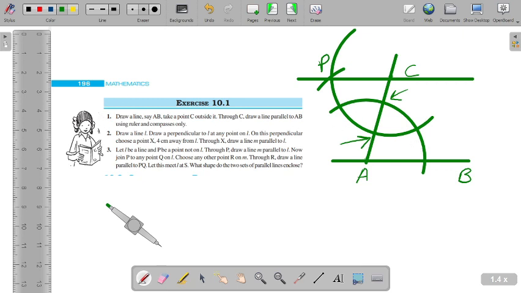So this is about question number 1. The same can be done with question number 2 also. So this is all about the construction of question number 1. We can go to the next page, or we can do it again.